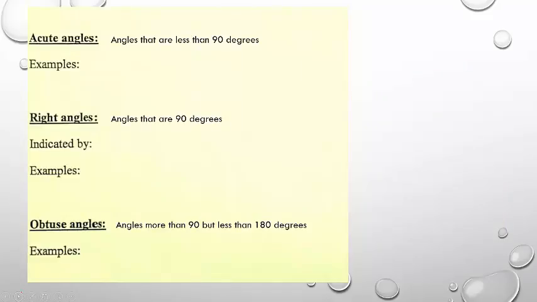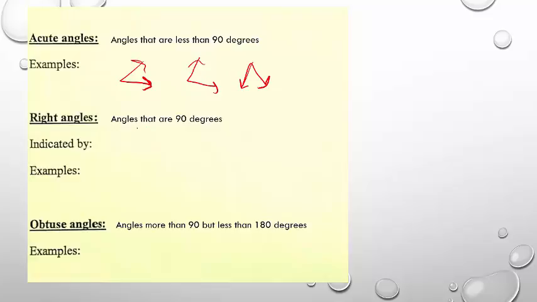Some of these definitions I'm sure you've heard before, but we need to go back and refresh your memories. Acute means less than 90, so angles that have a measure of less than 90. They could look like that, they could look like that, and that. We'll do 3 examples for each.